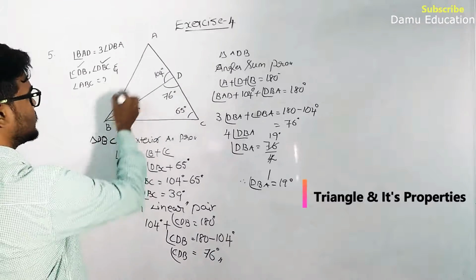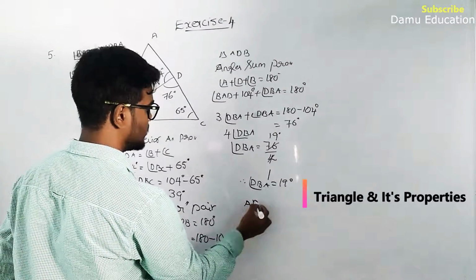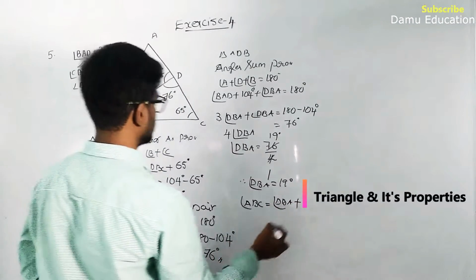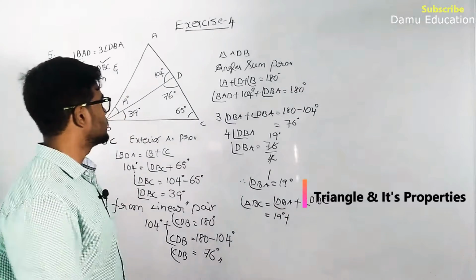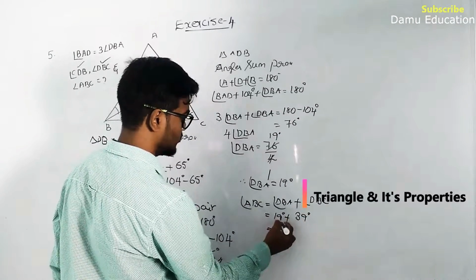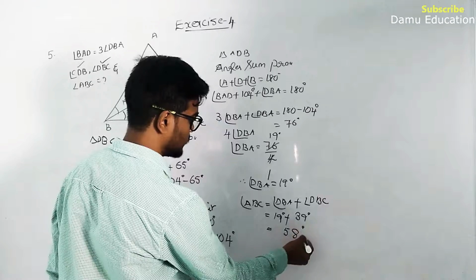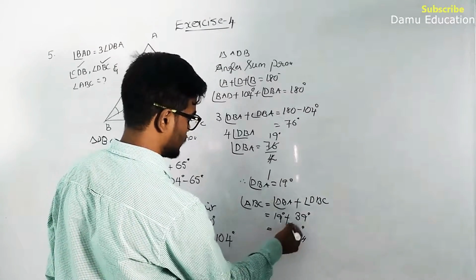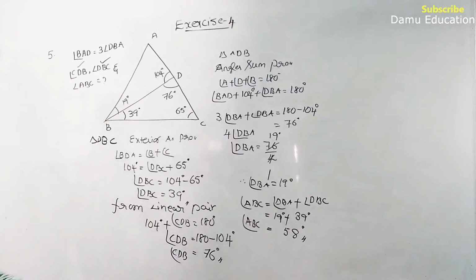So angle DBA is 19 degrees, but we have to find angle ABC. Angle ABC will be equal to angle DBA plus angle DBC. Angle DBA is 19 degrees, angle DBC is 39 degrees. So 19 plus 39 is 58 degrees. Angle ABC will be equal to 58 degrees.